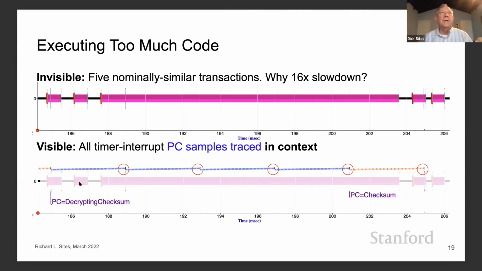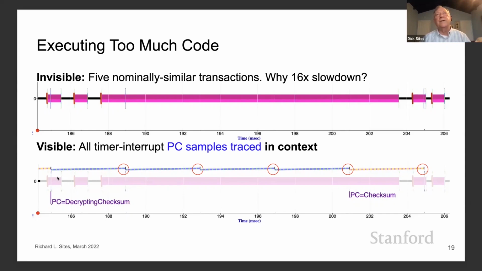So instead, if we take the same PC samples but record them sequentially in a trace, say this happened and then this happened and then this happened, correlated with all the other stuff that's going on, timestamped with the same time base, we get to see, in this particular sample program, this timer interrupt sample found that this code was running in a routine called decrypting checksum, and so was that one, and so was that one, and so was that one. And the sample out here was in a routine called checksum or regular checksum.